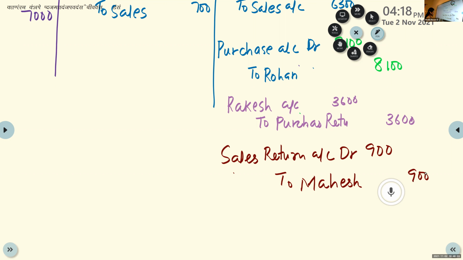So that's clear to all. Let us move to question number 3. Rectify the following errors. Credit sales to Mohan 7,000. And what happened? More than 7,000 was recorded: 7,200 is the amount. So what to do? The excess amount should be cancelled.